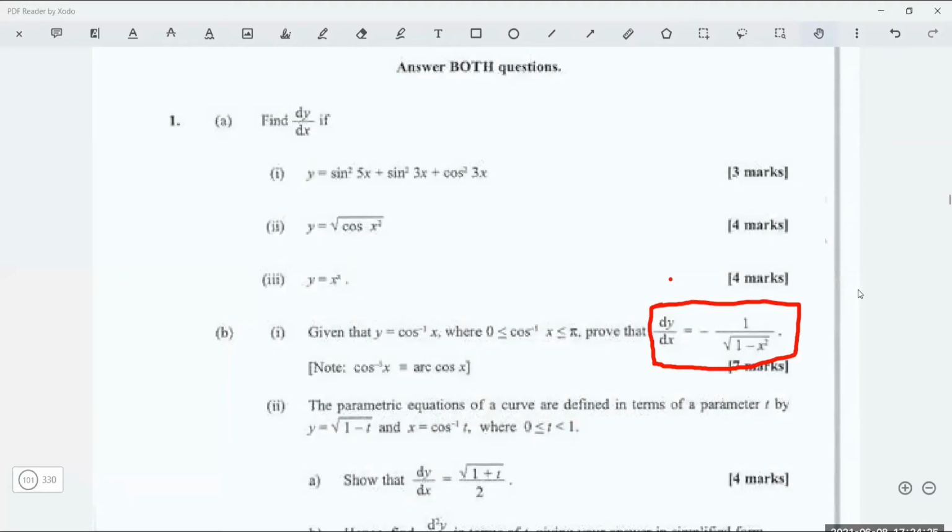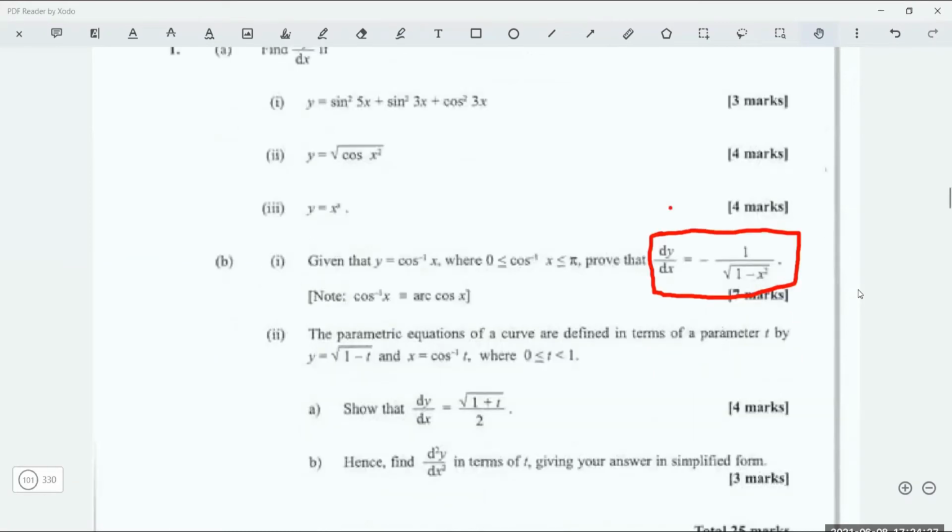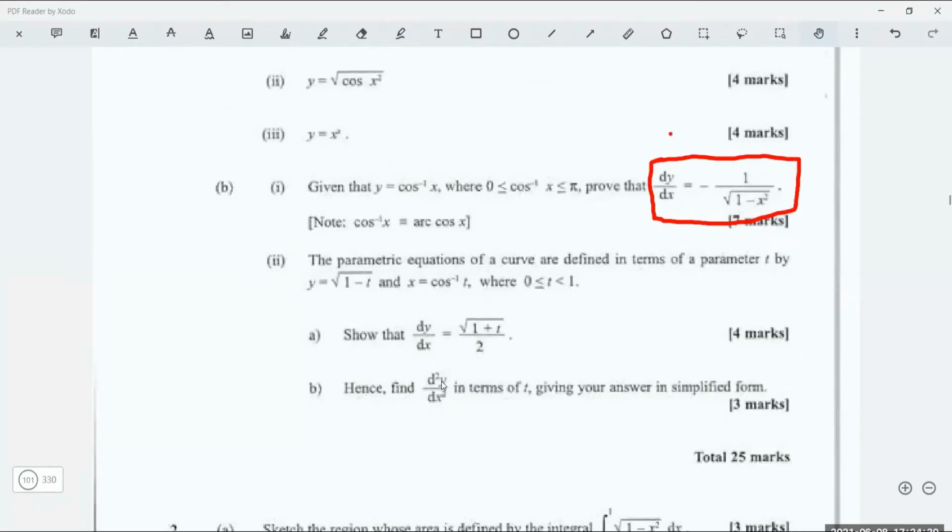Now look at this. One nice little question. I like this one because it asks for second derivative, and this came on the mock exam that we had a little bit of issue with. Second derivative of parametric. So I'm happy it is here. So it says show that dy by dx is the square root of 1 plus t over 2.